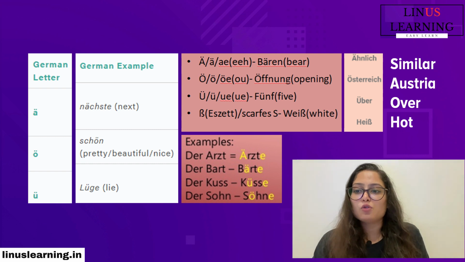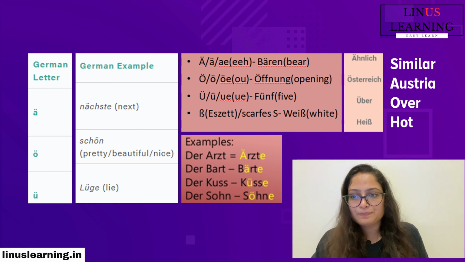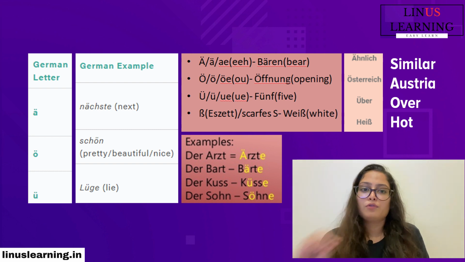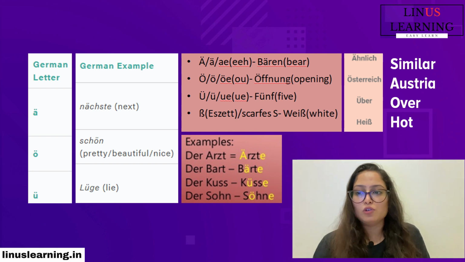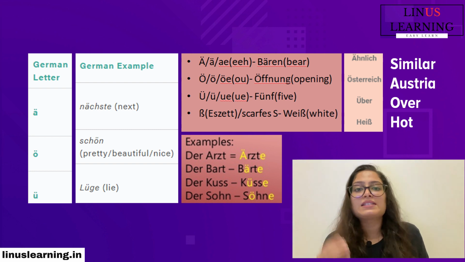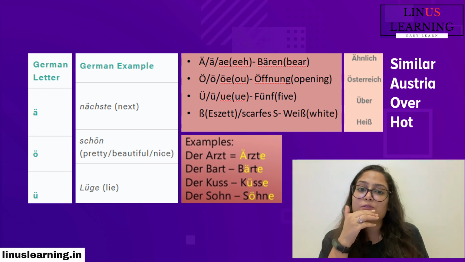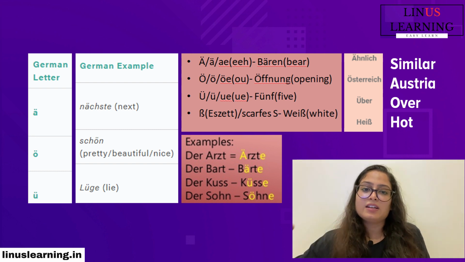Then for U umlaut, we have Lüge. Lüge means a lie. Or fünf. Fünf means 5. Or über. Über means over. Something is over me. Then for S set, like I said, it's a sharp S. So examples are weiß, which means white. Heiß means hot. If you see heiß, at the end I'm sounding a double S, like heiß, right? So it's a sharp S.